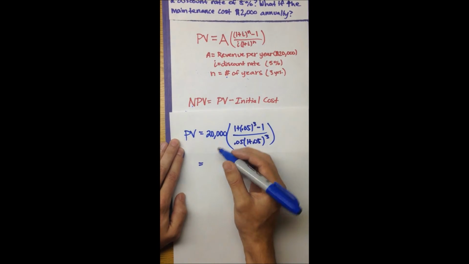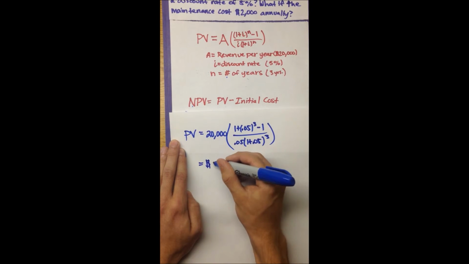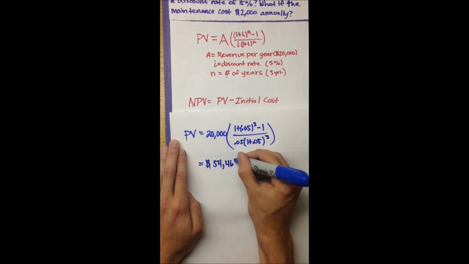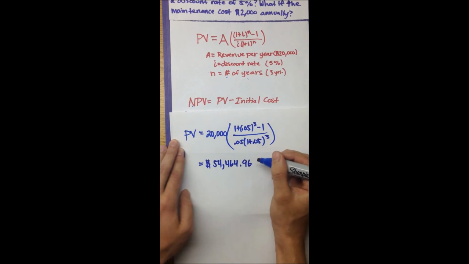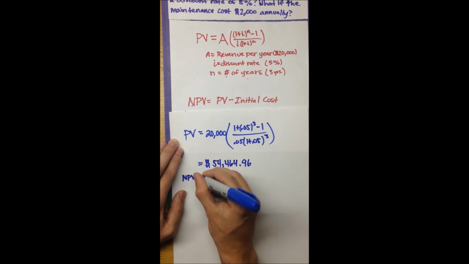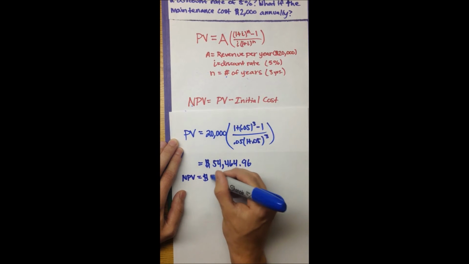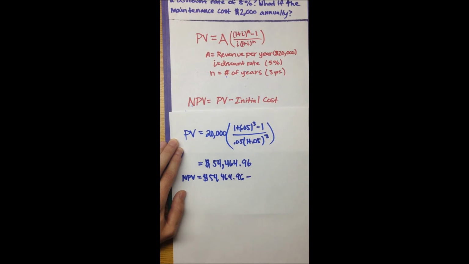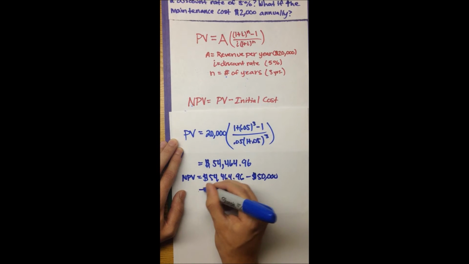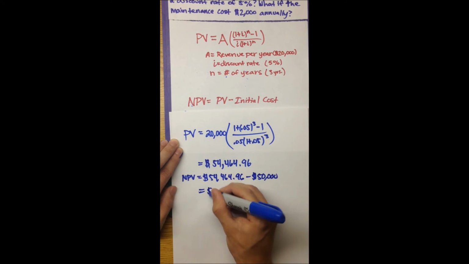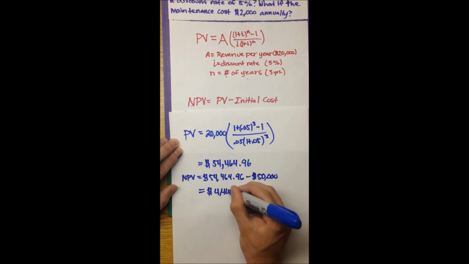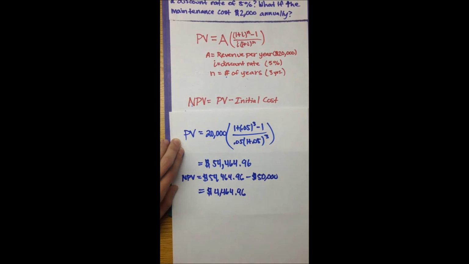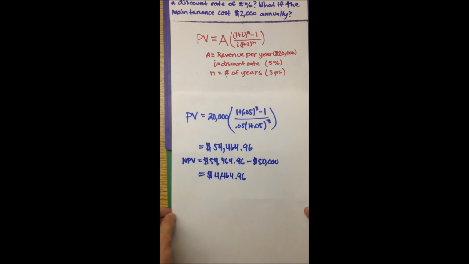And so if you do this correctly, the value you should get should be $54,464.96. So in order to get the net present value, I have to take that value we just solved for, $54,464.96, and subtract our initial cost, which is $50,000, which should give a net present value of $4,464.96. So that's for part 1.